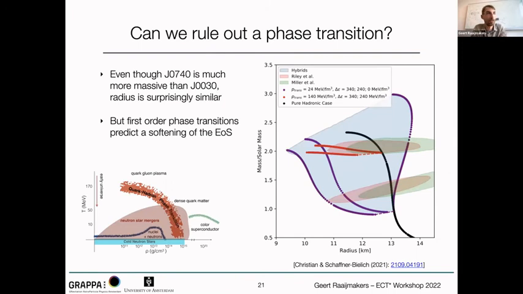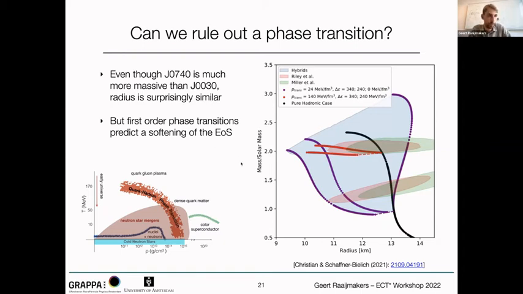Now, one of the interesting things about the NICER results was that we have two different radius measurements so far. One of a sort of 1.4 solar mass neutron star, one of a very high mass neutron star. And so what you expect maybe is that for the very massive star, the density in the core is much higher. So maybe at that density, you actually start to see something from this phase transition. But a phase transition would normally give you a lower radius. So it was quite surprising to me that the radius of J0740 was actually very similar to J0030.